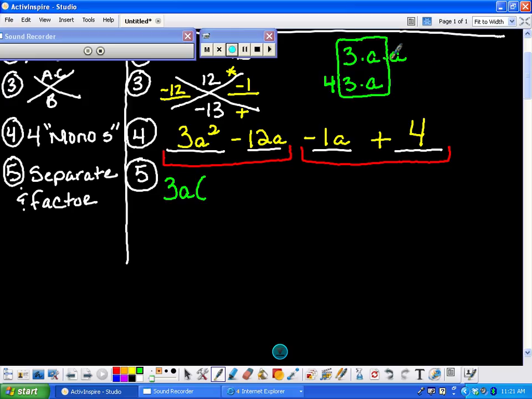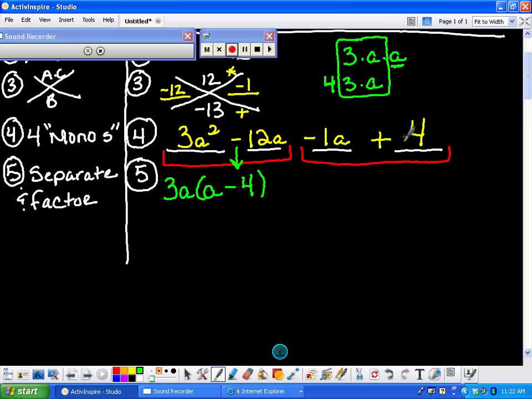Now on the top, 3a times what would get you 3a squared? All we had left was that a. So let's plug that in here, bring down our minus sign, and as you can see from when we factored, we have a 4 left over. Just quickly, 3a times a gives us 3a squared, and 3a times negative 4 gives us negative 12a.